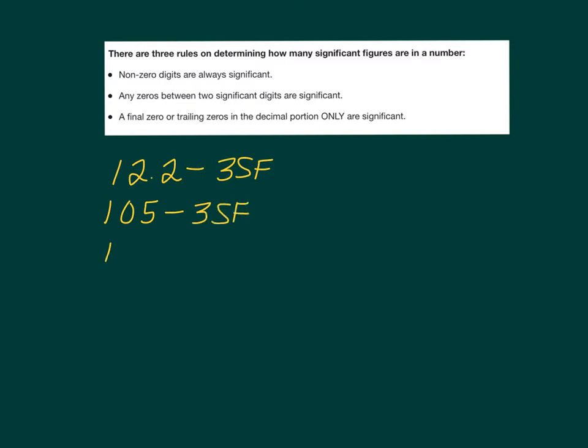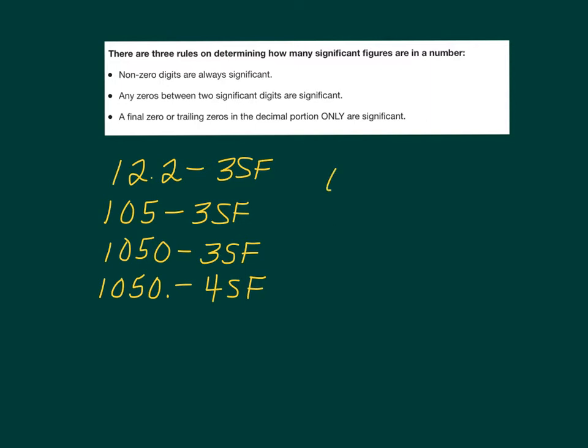However, if I have 1050, that trailing zero does not count because there is no decimal. So this would still be 3 significant figures. However, if I add the decimal there, then that zero becomes significant, and that would be 4 significant figures. So the big thing is trailing zeros only count when there is a decimal.